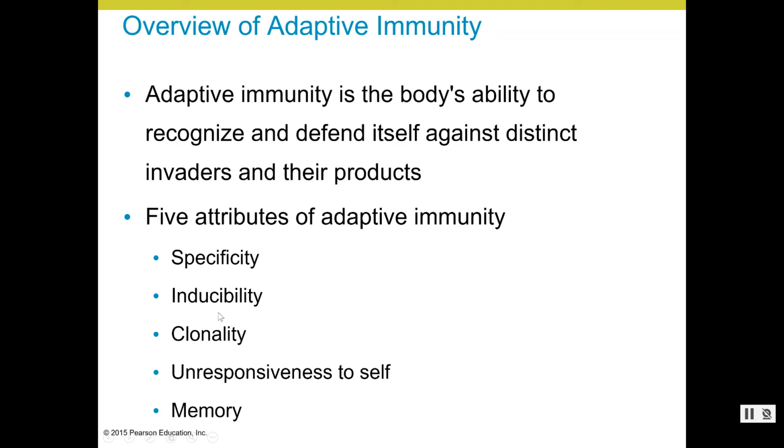Once we have decided that it's a bad guy and we've turned it on, we want to be able to make an army to defend ourselves. So that's that clonality. We want to be able to have one cell that is designed to attack, and that one cell is able to clone itself into an army to attack us, to defend us all over the body.